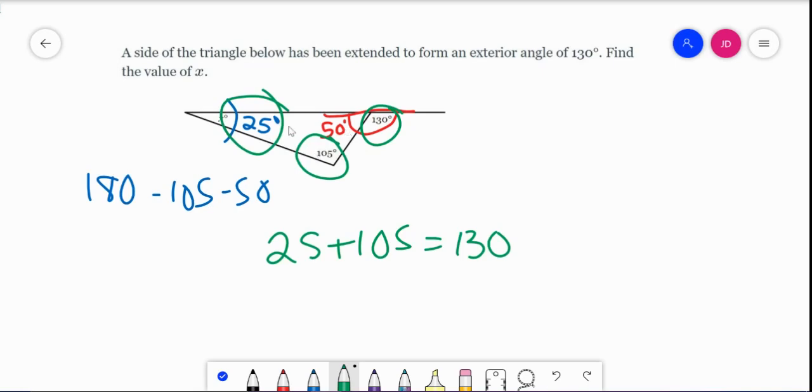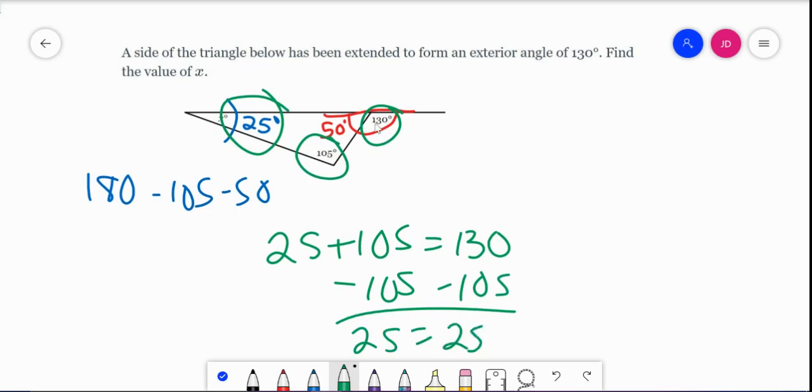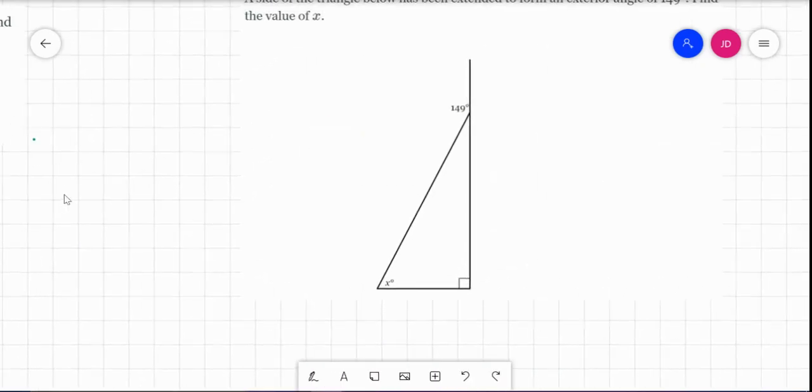but also good to know the shortcut way of doing this, because another way you could have gotten 25 is by doing 130 minus 105, right? 130 minus 105 is 25. So that's a shortcut way you can do this instead of having to find this angle and then this angle. So always helpful to know these shortcuts to help you. And let's see if we can use that for the last one.